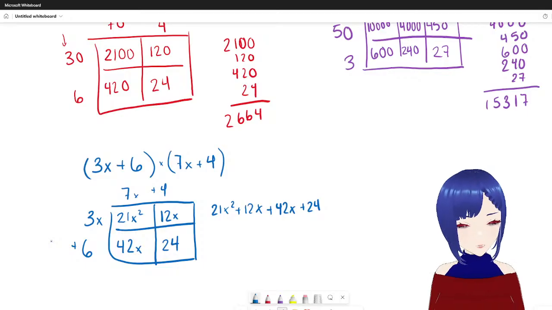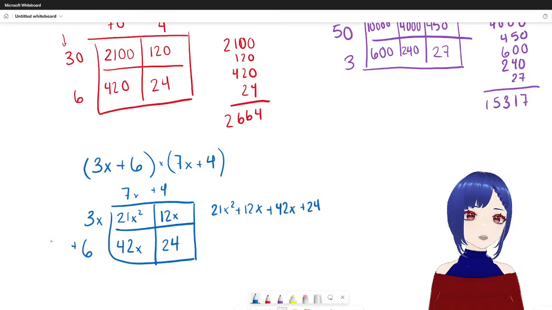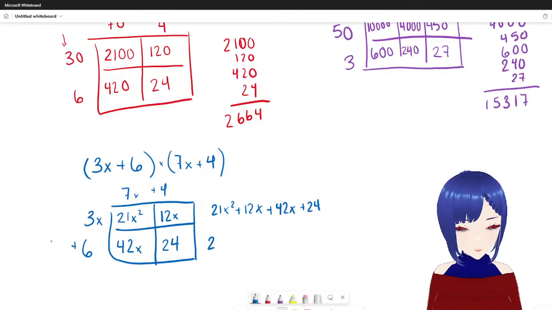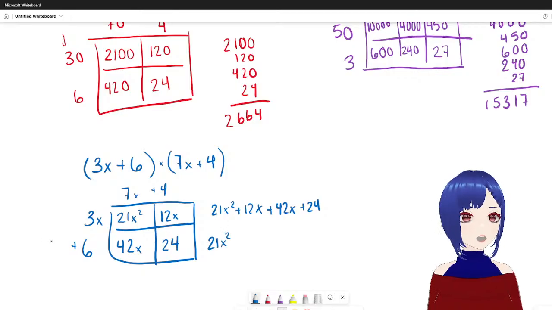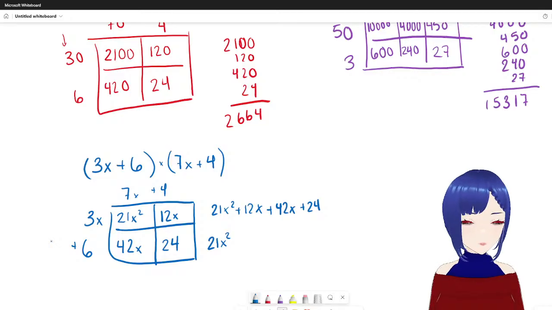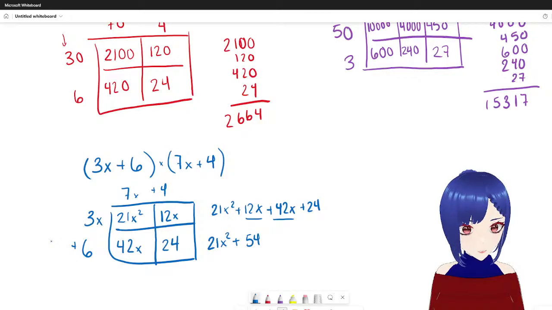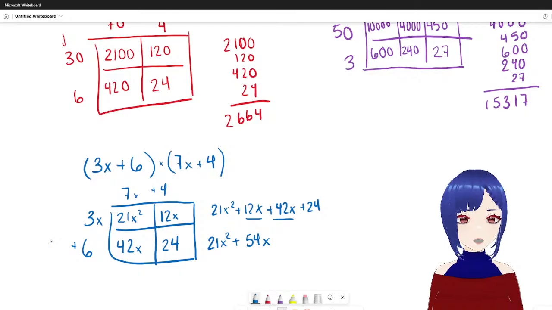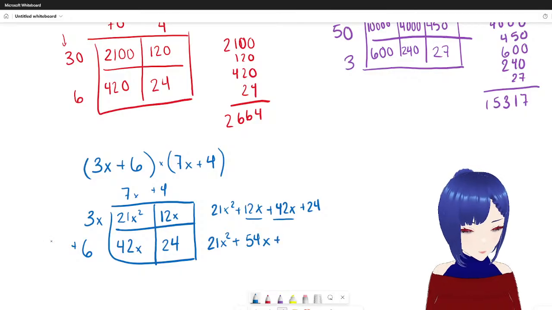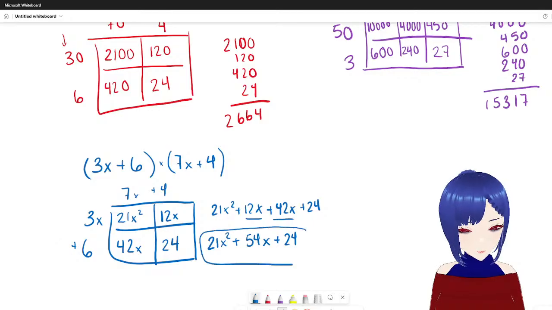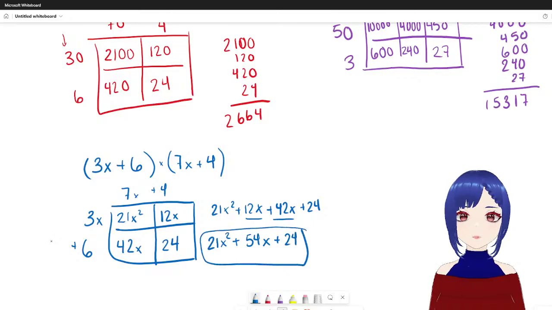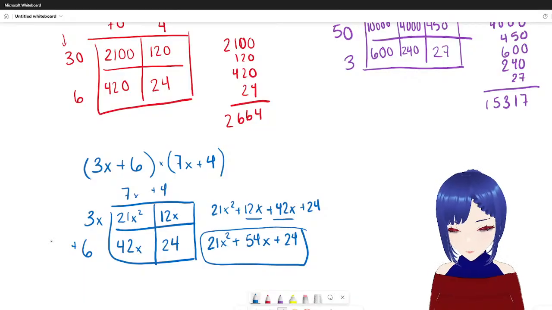But x squared and x are different. In order to be like terms, they have to have the same exponent. So 21x squared is the only x squared term, so that would be fine. But then we have 12x and 42x. Those both have an x, so we can add them. 12 plus 42 would be 54x. And then the 24 is the only constant, the only plain number, so that one stays as is. And then that's all combined, so that's good. So that would be what we have here.